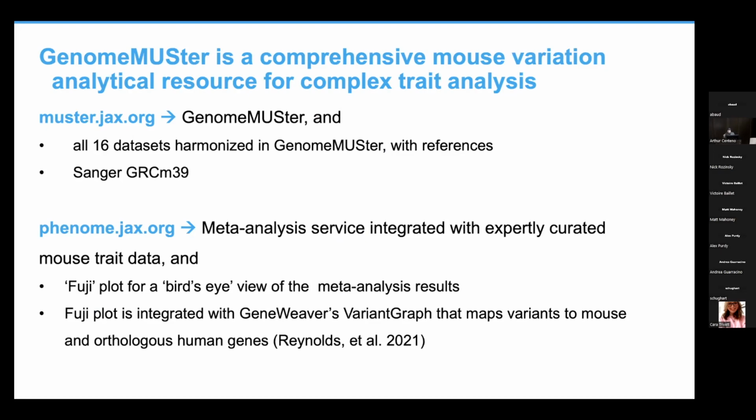If you go to phenome.jax.org, you can access the meta-analysis service that's integrated with these expertly curated mouse data. You can use the Fuji plot. And as I showed you those genes, right? Those genes that come from the variants are through the variant graph, GeneWeaver's variant graph. And so the Fuji plot on MPD is integrated with that. So you can get the genes from the variants as well.